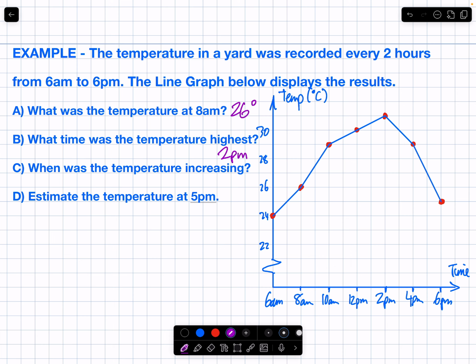When was the temperature increasing? This is a little trickier because increasing means the line is going up to the right. There were different rates of increase, but it was always increasing from 6 a.m. to 2 p.m. Estimate the temperature at 5 p.m. Why are we only estimating? Because we don't have a bit of data at 5. There's no red dot there, but we have the straight line between 4 and 6, and it suggests the temperature is going to be 27 degrees.